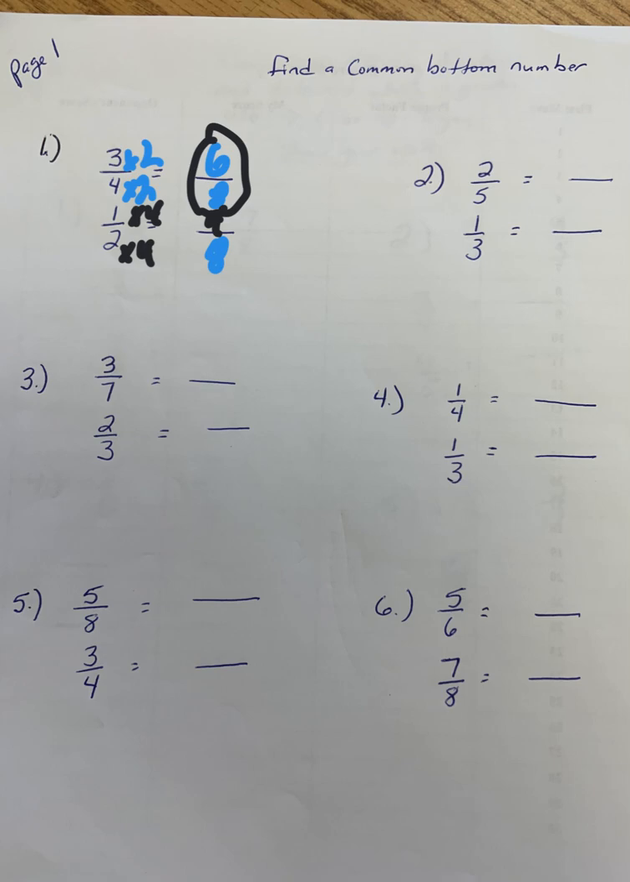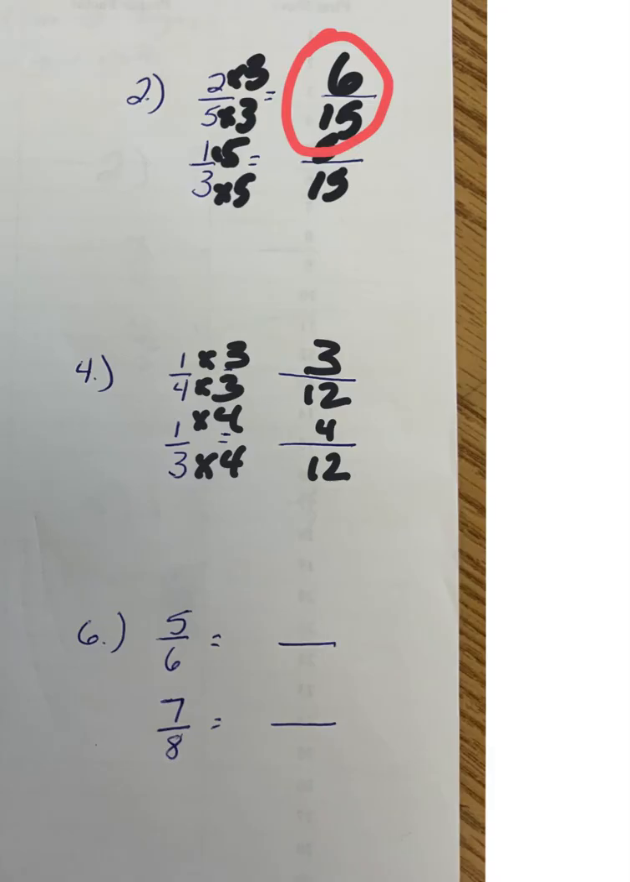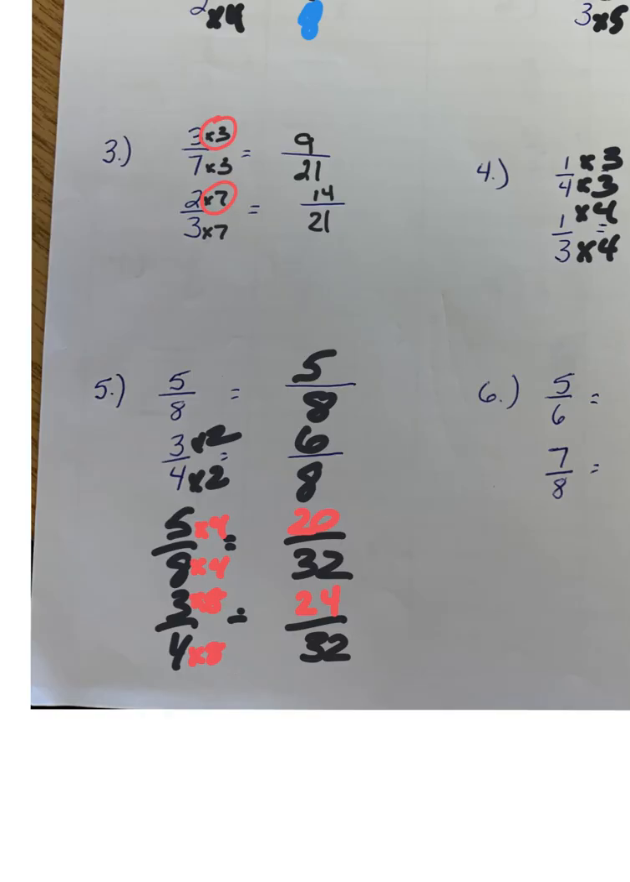Next one, between 5 and 3, we'll find 15 is the first number that they have in common. So 5 times 3 and 2 times 3 is 6. 3 times 5 is 15. I have to do the same thing to the top. I get 5/15, and this one is greater. Make sure to show your work, and showing your work means showing what you multiplied them by. Again, showing your work, what you multiplied each by. This is the greater.